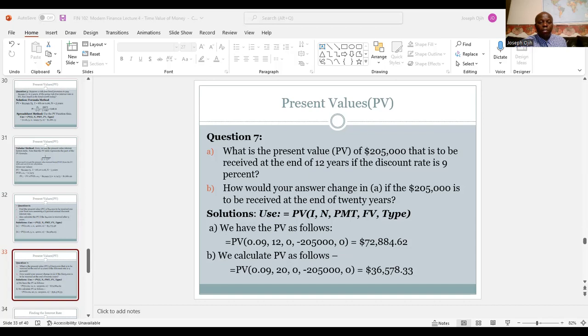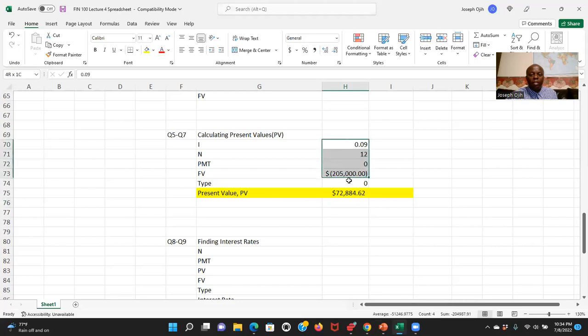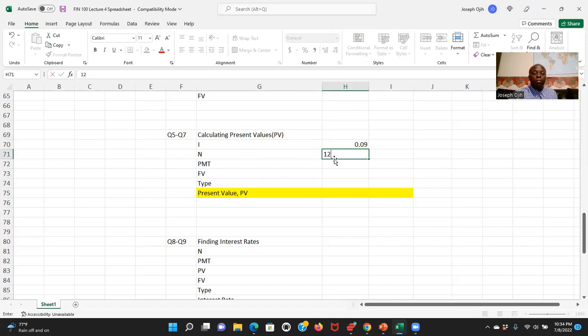Well, I think maybe you didn't see what I did, so let me remove it again and redo it. Okay, I wrote this down. Let's go to Excel. We have interest is 9%, 0.09. Number of periods is 12 years. No payment, so you have 0 payment. That means the amount you're expecting, that's negative 205.